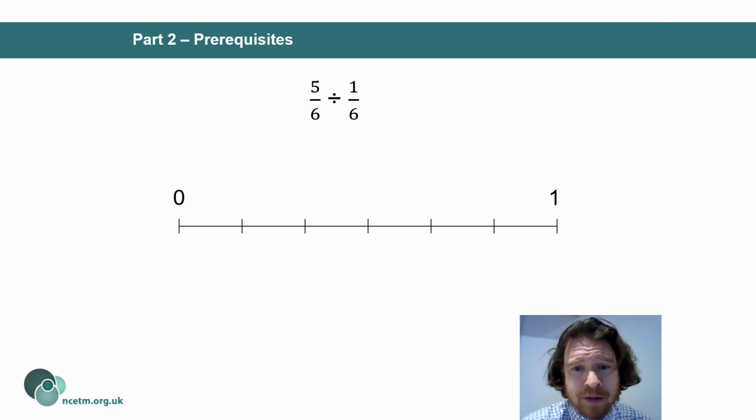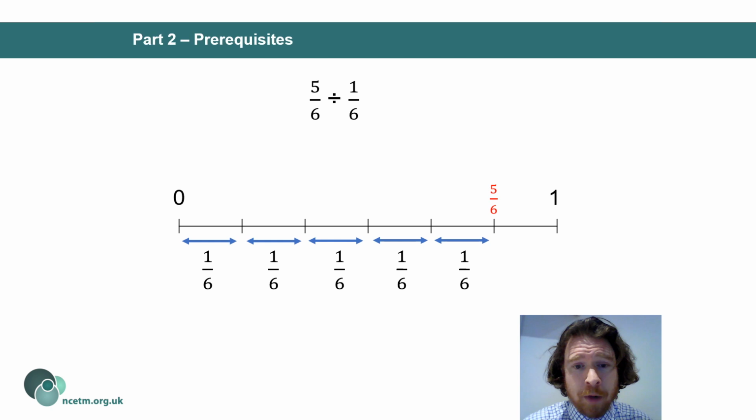So if we take this number line, I'm going to indicate that 5/6 is here. And what I want to know is how many times 1/6 will physically fit into 5/6. So I'm literally going to fill up this bar model until I reach 5/6. So I have 1/6, I have another one, and another, and another, and one more. So therefore my answer is 5 because 5 of those 1/6 fit into 5/6.